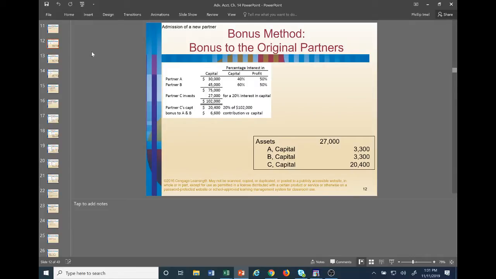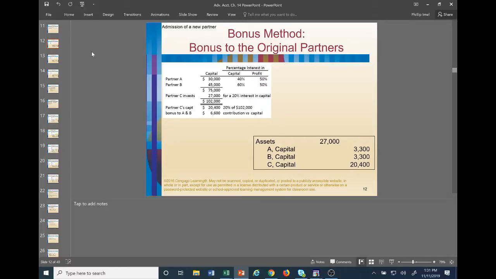When an incoming partner's contribution indicates the existence of unrecorded assets, appreciation, and/or unrecorded goodwill, the bonus method does not record these previously unrecorded items, but rather grants a bonus to the original partners. The bonus, which increases the capital accounts of the original partners and reduces the capital balance of the new partner, is made possible by recording in the new partner's capital account only a portion of the actual contribution to the partnership. Now, to illustrate this method, assume the following.